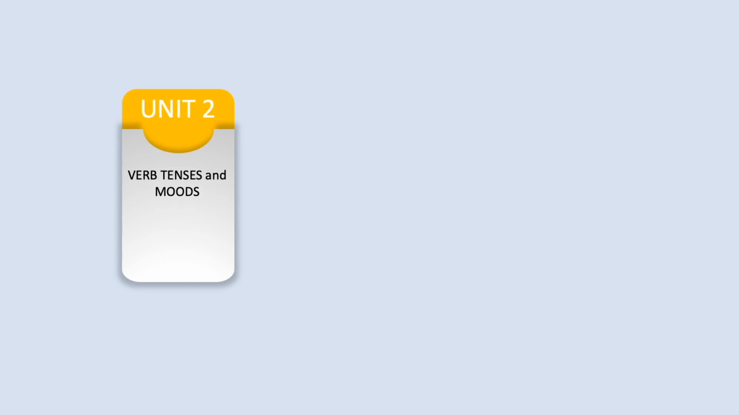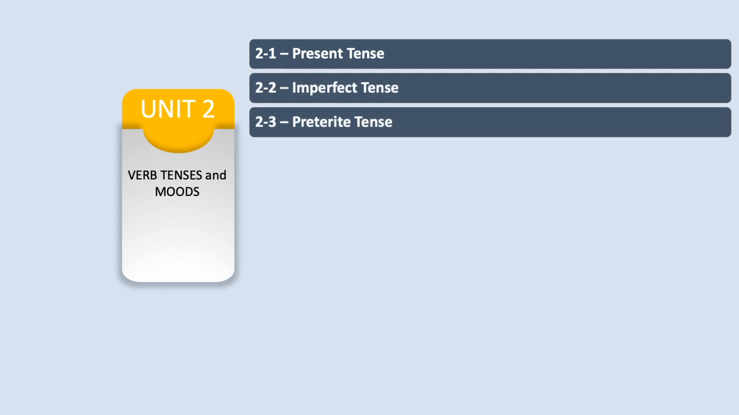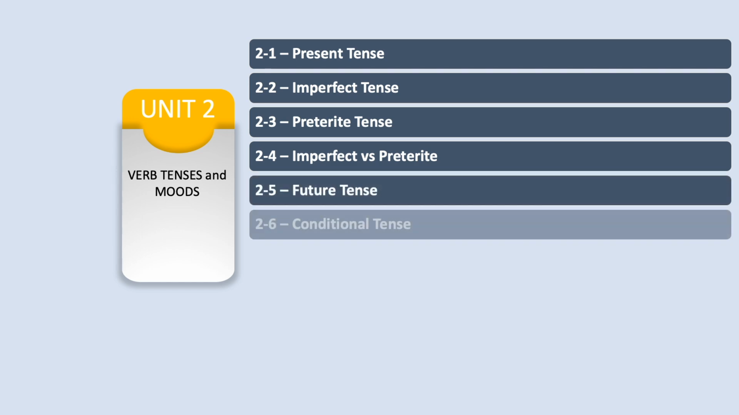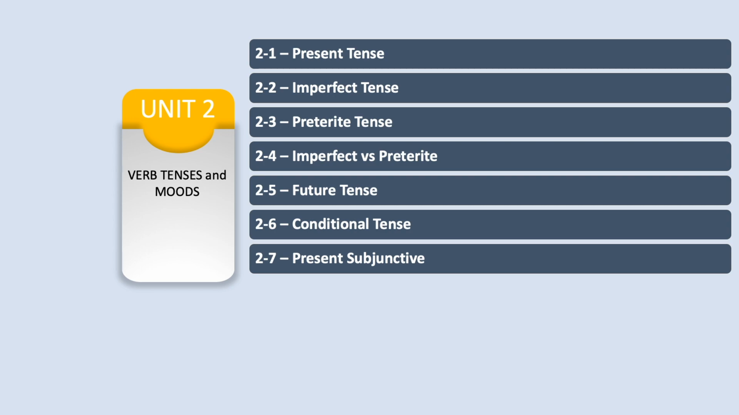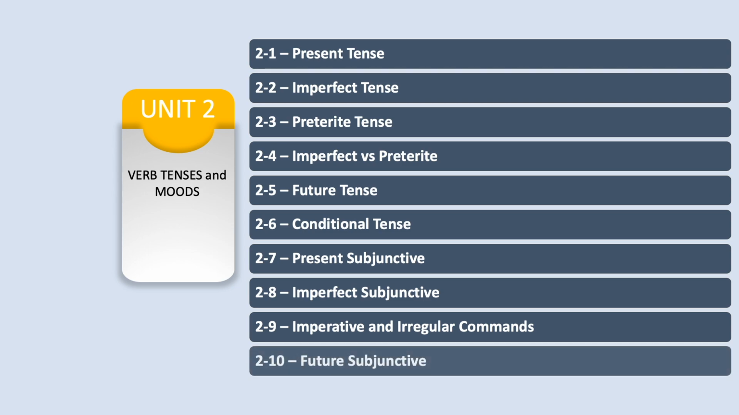In Unit 2, we have verb tenses and moods. This includes the regular verb conjugations as well as the uses of each tense and mood. We have the present tense, the imperfect, preterite, the differences between the imperfect and preterite, the future, and conditional. We will have a few different lessons on the present subjunctive because there are many different rules to address regarding the subjunctive. The imperfect subjunctive, the imperative mood, as well as some irregular commands. This is the only lesson in Unit 2 that will include the irregular forms of certain verbs. And we have the future subjunctive.